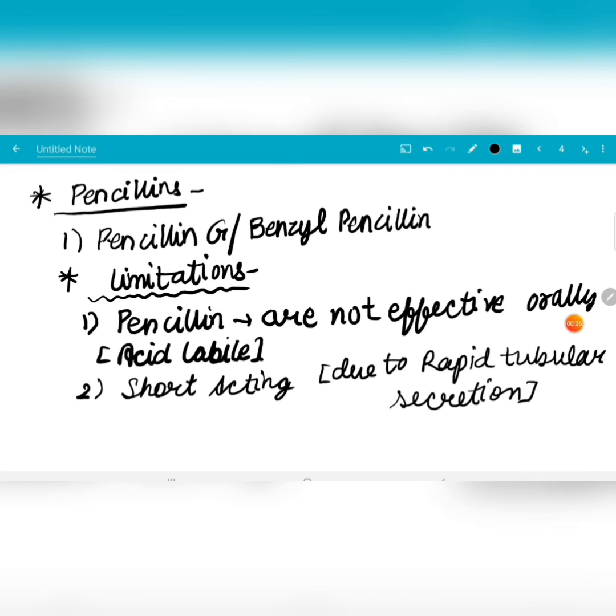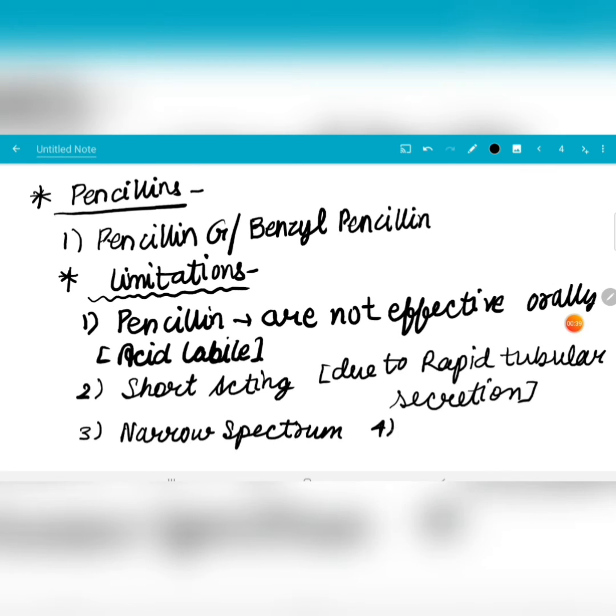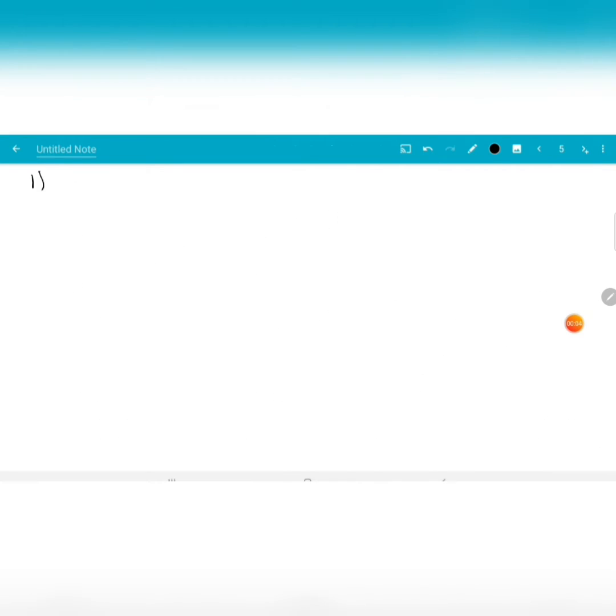What is the third limitation? The third limitation is that penicillins are narrow spectrum. Fourth limitation is resistance. Many people are resistant to penicillin. And the fifth one is allergy. So we will write here acid resistant or oral penicillin drugs.